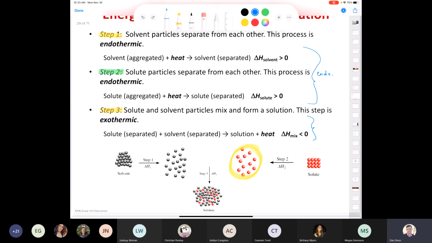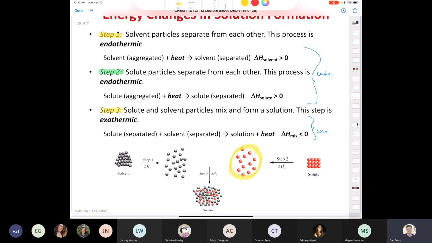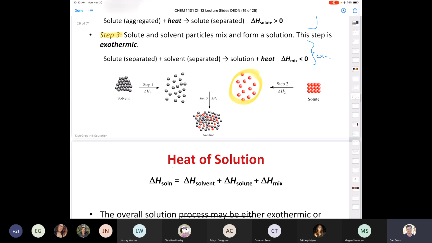It's going to be less than 0. We're going to release energy. So that's an exothermic process, okay? So what have I said? Breaking solute or solvent particles apart requires energy. Mixing releases energy. Got it summarized over here.